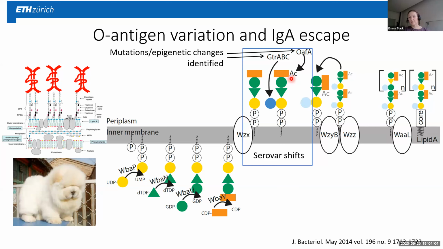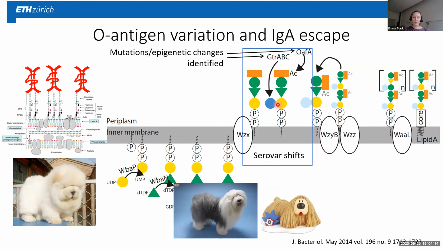Interestingly, the modifications are quite small. They're things like adding or removing an acetyl group from this abequose sugar, or adding a glucose side chain. But because these things get polymerized, it ends up being a large change in the charge distribution or in the steric properties of the glycan. And so you really go from having Salmonella that looks like this fluffy dog to Salmonella that looks like this dog or this dog over here. And the antibodies that bind well to your wild type don't bind very well to the mutants.